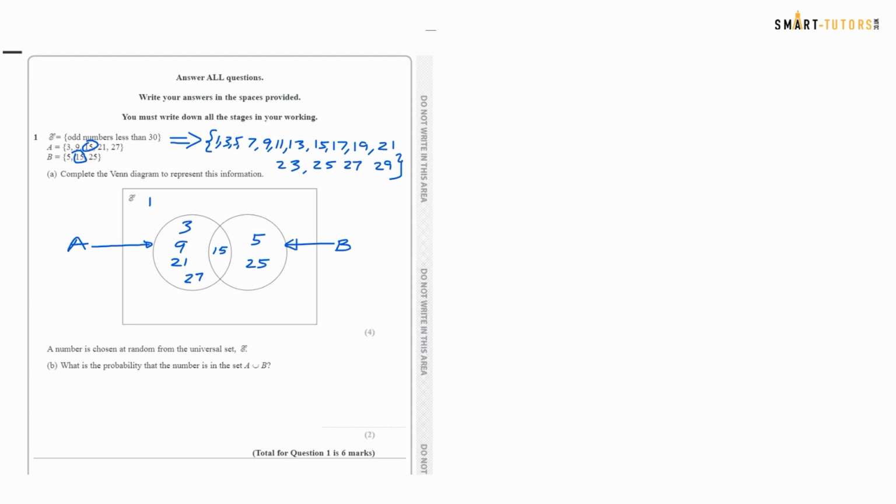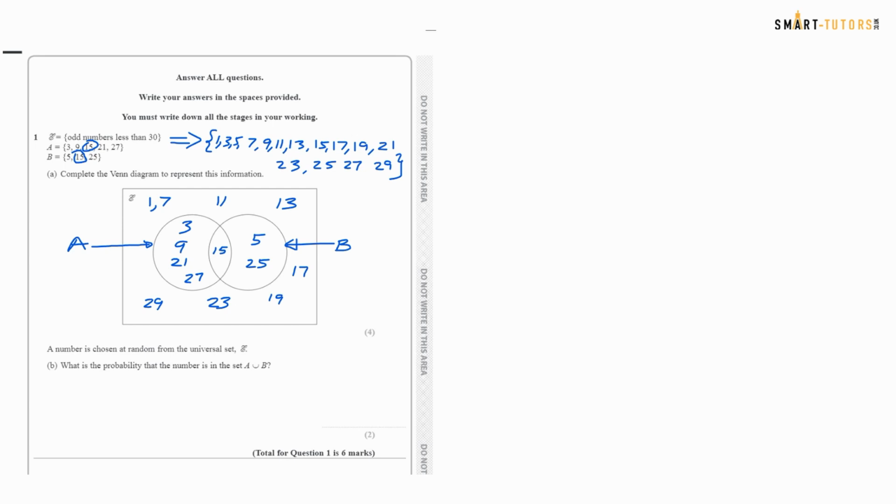3 is in the set A, so you can't write 3. 5 is there in the set B. 7 is not there, so 7 has to go outside. 1, 7. Then 9 is there. So 11. Then 13 is not there, 15 is there, 17 is not there, 19 is not there, 21 is there, so we don't want to write that one. 23, 27 already there, so 29. So that is the end of part A.